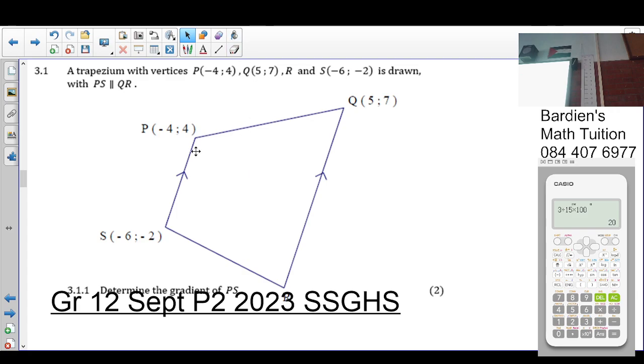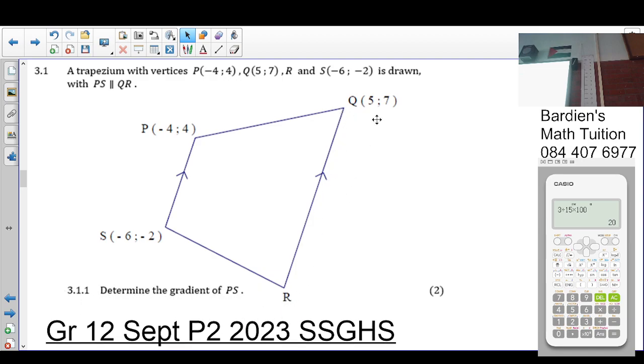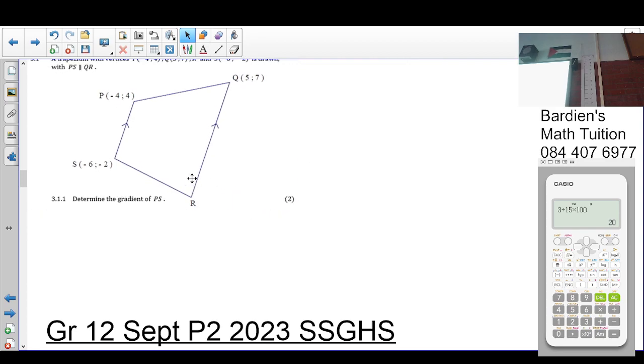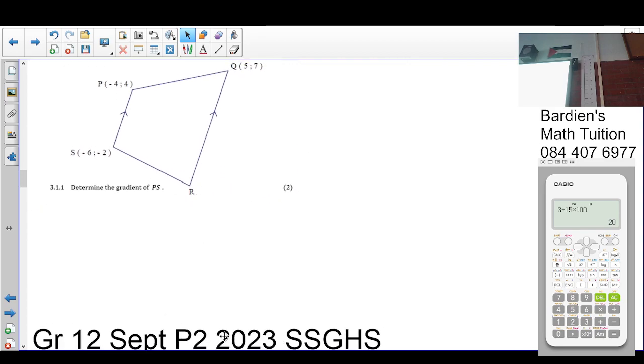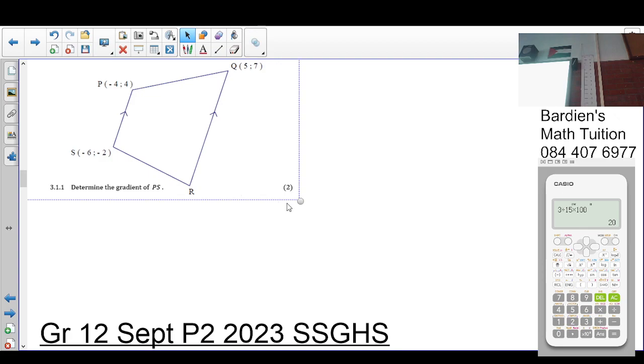People, we were told that a trapezium with vertices P at negative 4 and 1, Q at 5 and 7, R, which is here, and S at negative 6 and negative 2, is drawn, with PS being parallel to QR. Determine the gradient of PS. I'm going to minimize this a bit. The gradient of PS.